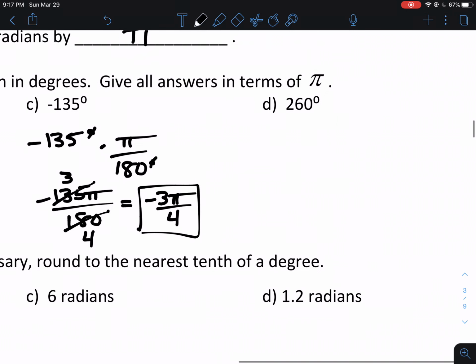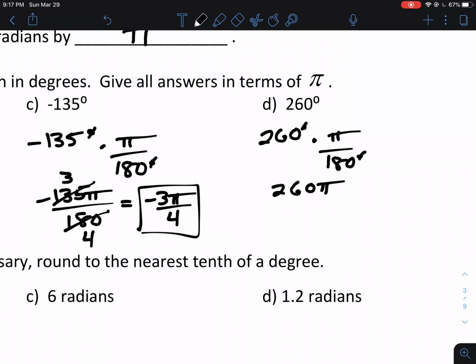Okay, one more going this direction. So 260 degrees multiplied by pi over 180 degrees. Again, degrees will cancel. You get 260 pi over 180. And then for this one, the largest thing you can divide those both by is 20. 260 divided by 20 is 13. 180 divided by 20 is 9. And your simplified answer is 13 pi over 9.